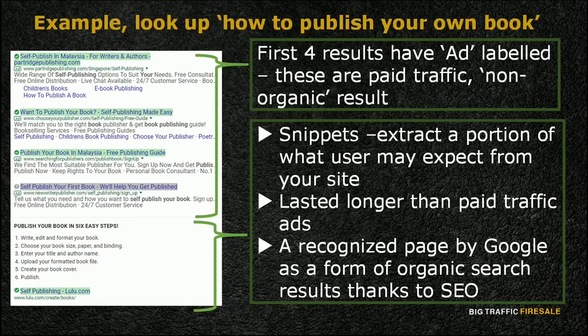As you can see, the first 4 results have ad labeled beside their link. These are paid traffic ads or simply non-organic results. Further down, as mentioned before, you may even see snippets linked to a site. According to Google, snippets are programmed to extract a portion of what users would see on your site. This featured snippet helps boost the user's attention to your site. This is what most online marketers are aiming for because it lasted longer than paid traffic ads. A recognized page by Google as a form of organic search results, and it's all thanks to SEO.